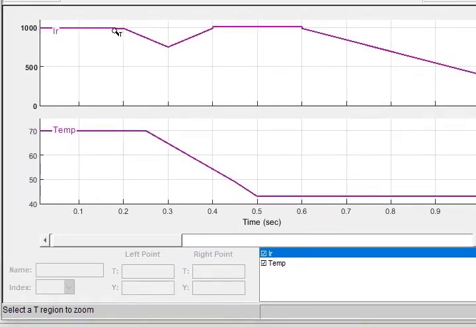Initially it will be 1000, and then at 0.2 seconds it will decrease, and then it will increase again at 0.4 seconds. Then it will remain at 1K radiation up to 0.6, then again it will decrease. So ideally the output power and the current of this PV module should follow this G curve.